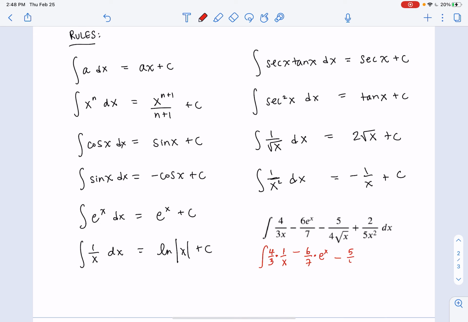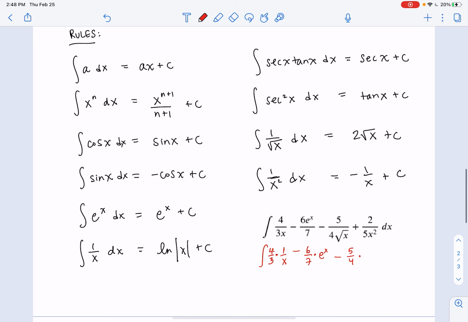In my next term, I have minus 5 over 4, and 1 over root x is what's being multiplied by, not root x, because if you just write root x, that means it's in the numerator. So we need to write times 1 over root x, just like how here we wrote 1 over x. So if something's in the denominator, put a 1 over it so you can recall. Try doing the last one yourself. Hopefully you recognize that since it's in the denominator, you need to write 1 over x squared.